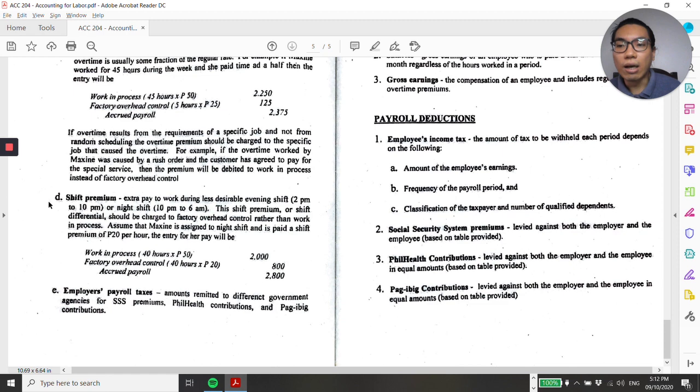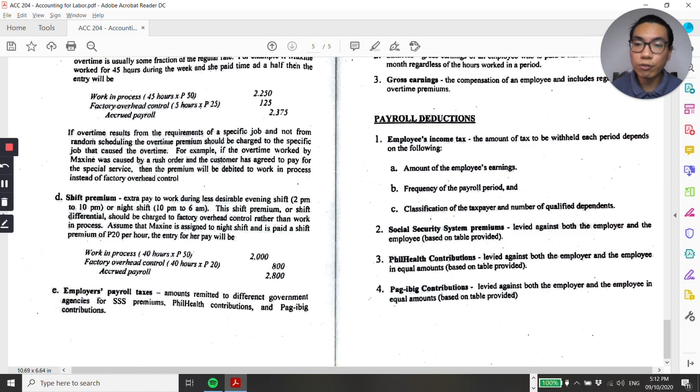Okay. For the shift premium naman, so extra pay to work during less desirable evening shift or night shift. Yan. So yung mga shift premium natin, kasi di ba ang normal shift naman ng isang employee is 8 to 5. Kung nagwo-work ang isang employee ng mas maaga sa 8, like yung mga pang madaling araw na pasok, or yung mga night shift natin, usually may mga night shift differential yan. So may additional premium for them kasi they are working outside the regular working hours natin.